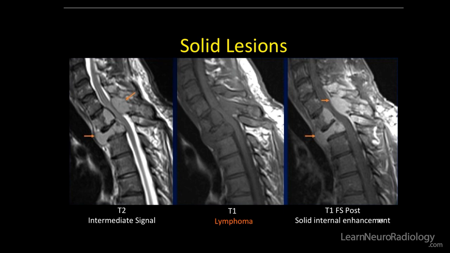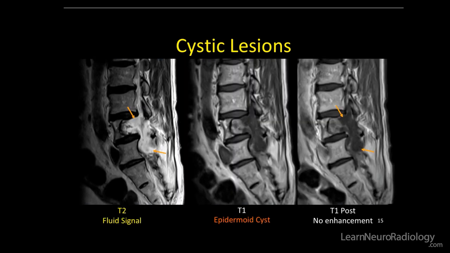For the purposes of this talk, solid lesions are going to be T2 intermediate in signal, so darker than the surrounding CSF in the spinal column. And on post-contrast imaging of this case, this is a lymphoma, there's going to be solid internal enhancement. Compare that with cystic lesions where the T2 characteristic is bright, fluid bright, similar to CSF, and there's no post-contrast enhancement on T1 post images, and this is a case of an epidermoid cyst.